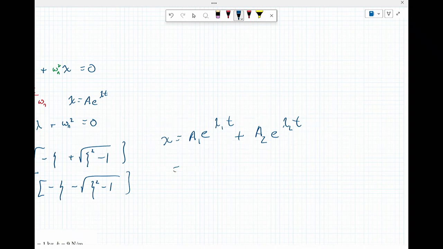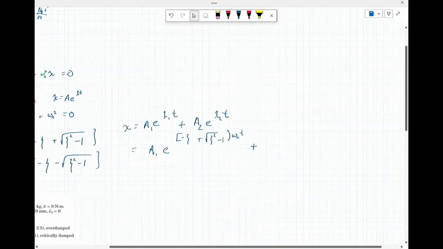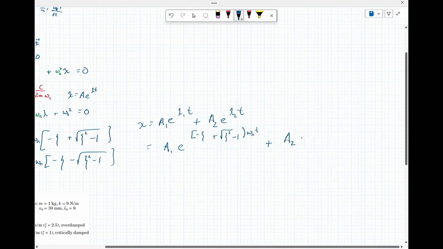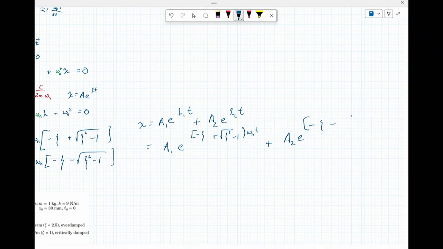So the mess of terms, and I always regret writing this: a1 e to the minus zeta plus square root of zeta squared minus 1 omega n t, plus a2 e to the minus zeta minus square root of zeta squared minus 1 omega n t. Okay, so you have that, and that's your form of the equation.